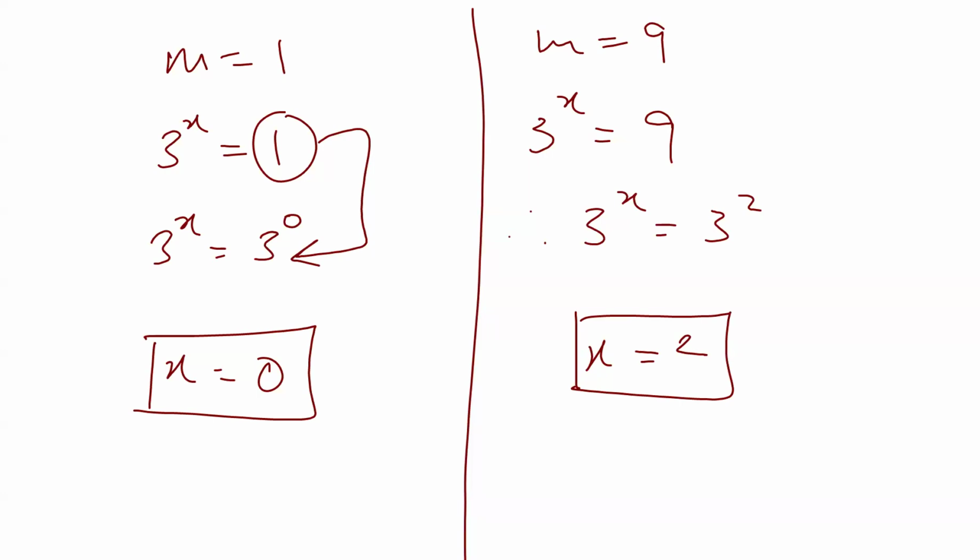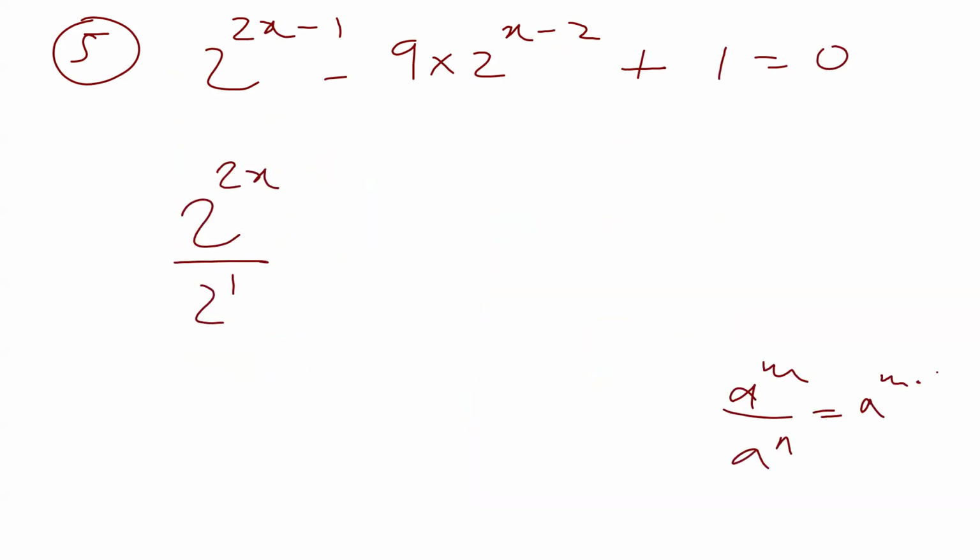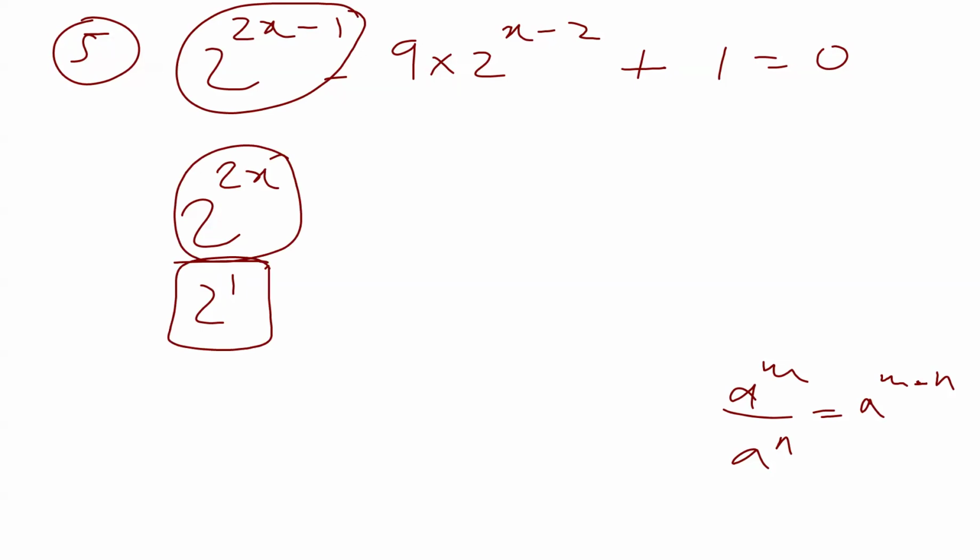Okay, next problem. That is question number 5. 2 raised to 2x minus 1 minus 9 into 2 raised to x minus 2 plus 1 equal to 0. So a raised to m upon a raised to n is a raised to m minus n. So this a raised to m minus 1 will be written as a raised to m upon a raised to n. Any feedback on this? Have you understood this? A raised to m minus n is equal to a raised to m upon a raised to n.